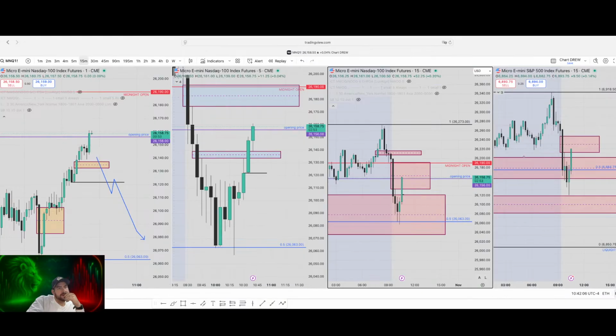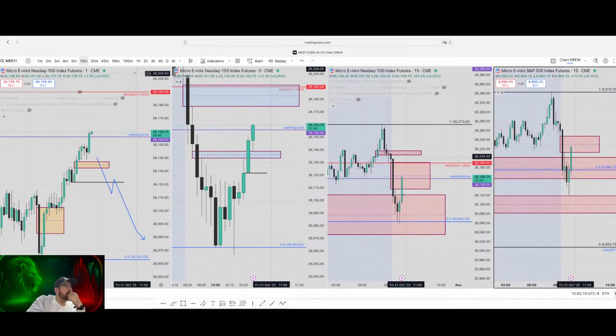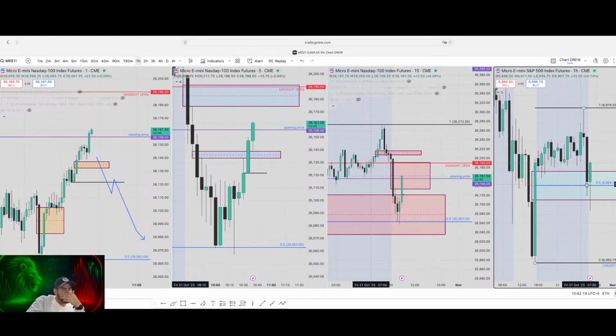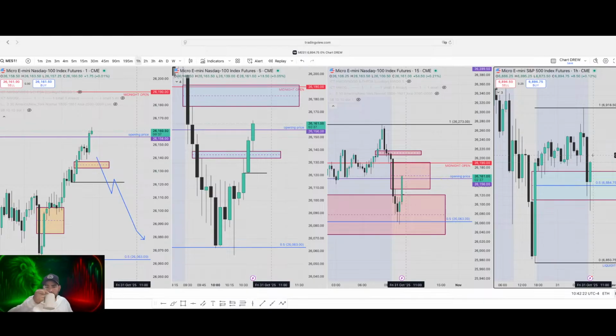We're in this 15 minute now, in this 15 minute over here as well. I want to see what the 1 hour looks like on ES. Bouncing off this right here. See if we make another fair value gap here. Okay. We made another one here.